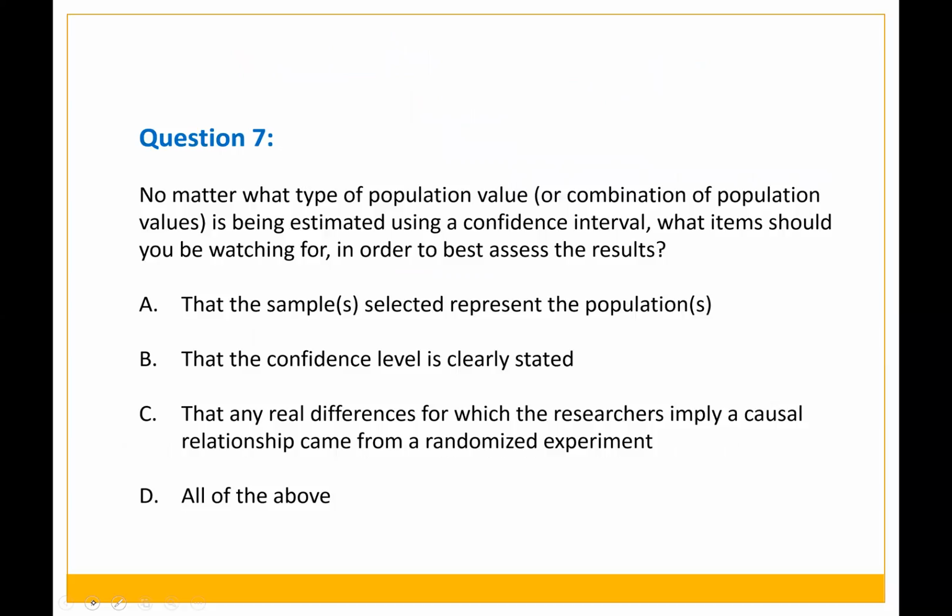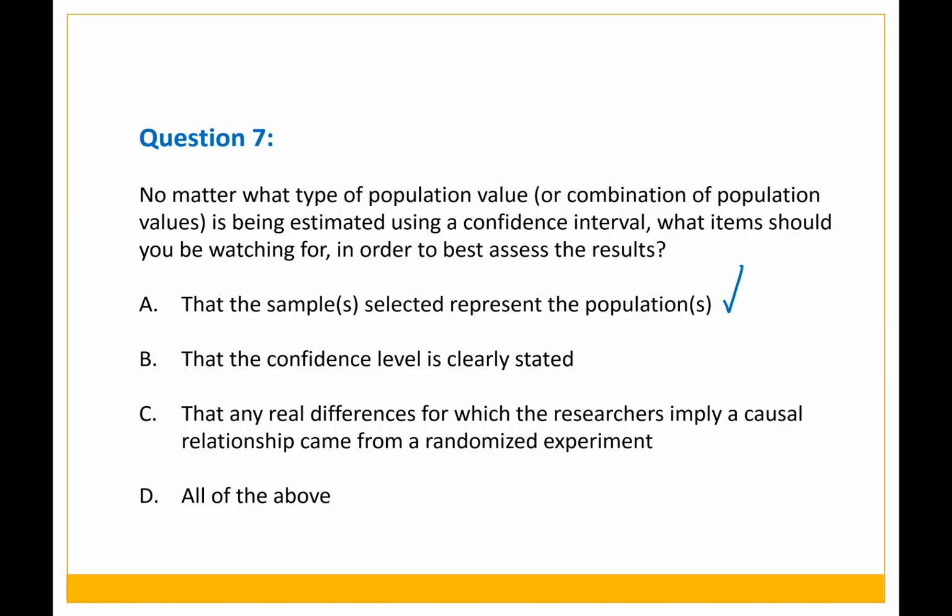Now let's go to question 7. No matter what type of population value or combination of population values is being estimated using a confidence interval, what items should you be watching for in order to best assess the result? A. That the sample selected represents the population. That is true, especially when we're trying to conduct an unbiased survey. It makes sure that we capture as much of the population as possible, and not just any sample by convenience or just volunteers.